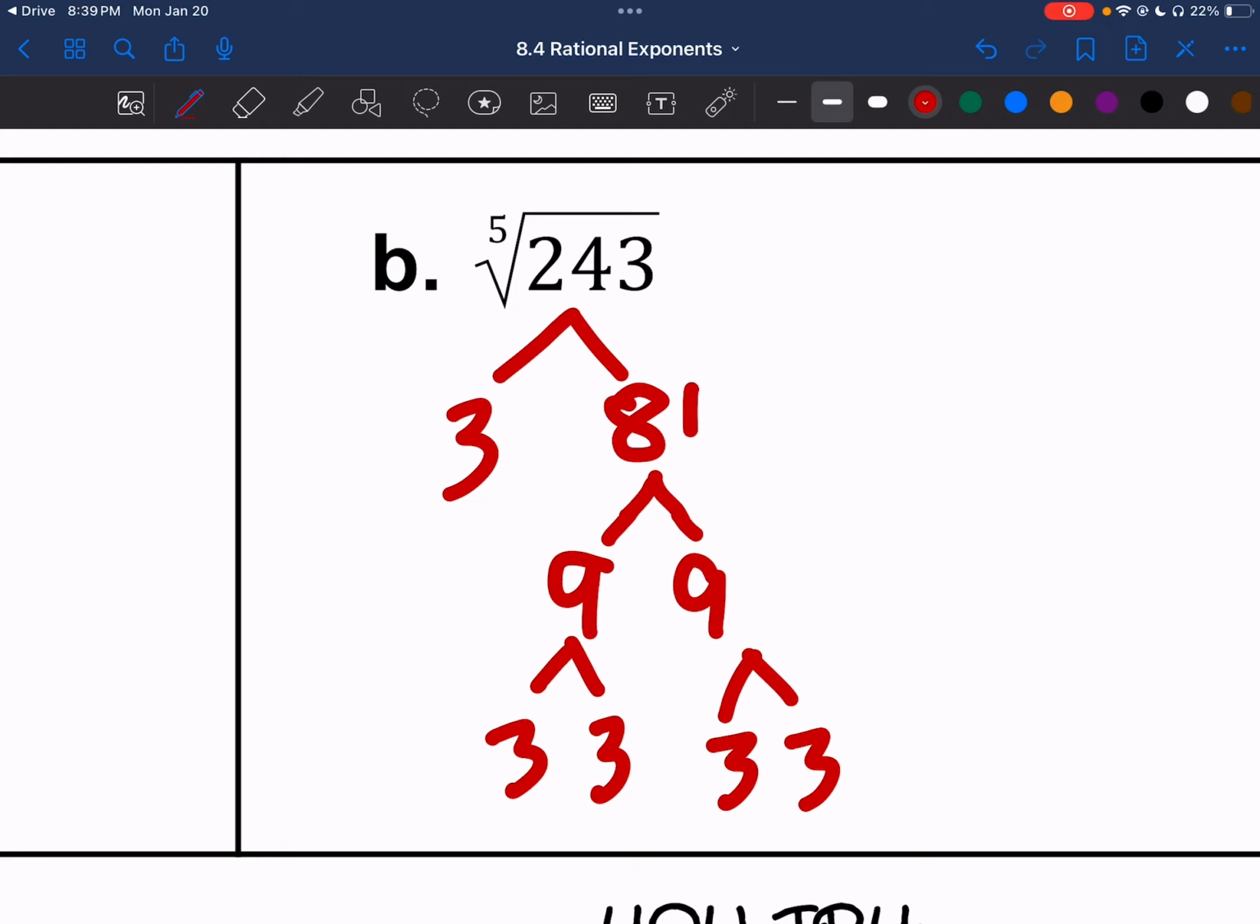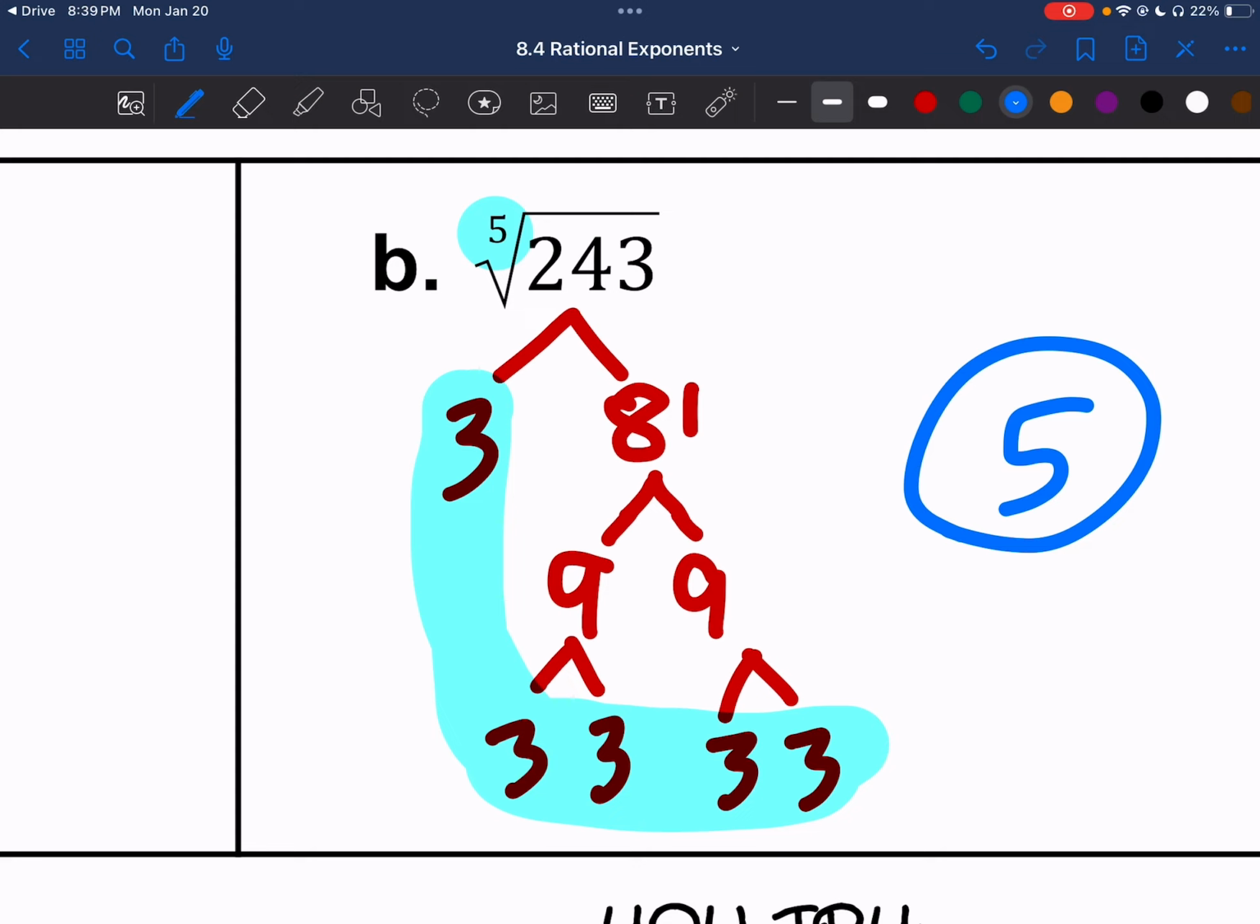So we are looking for the 5th root. I'm looking for a group of 5 of a value, and we have 5 threes there. So we are going to bring those 5 threes out, and the 5th root of 243 is 3. Right? Because if we did 3 to the 5th power, 3 times 3 times 3 times 3 times 3, we would get 243.